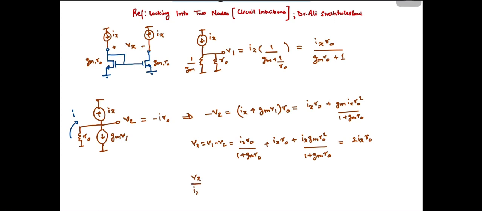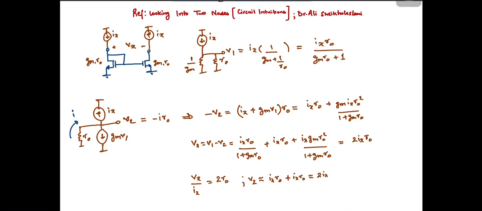So we wish to calculate the ratio Vx by Ix, which is the input impedance, which turns out to be 2 R0. That's surprising. Next, let's also look at the ratio of V2 by V1. If we neglect 1 in front of Gm R0, we get V2 equals Ix R0 plus the Gm R0 term cancels off. So we have another Ix R0, and thus V2 is approximately 2 Ix times R0.